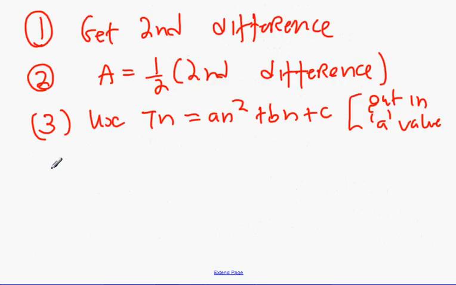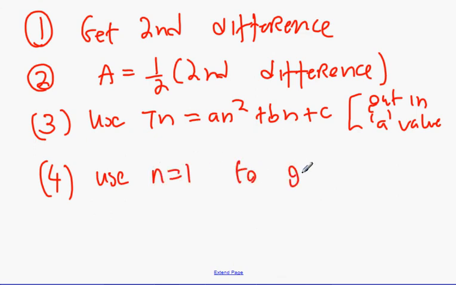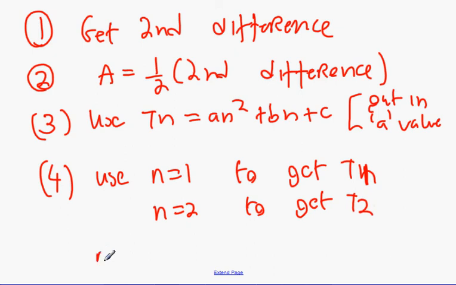Part 4, use n equals 1 to get T1. Use n equals 2 to get T2. Part 5, make a simultaneous equation out of it.